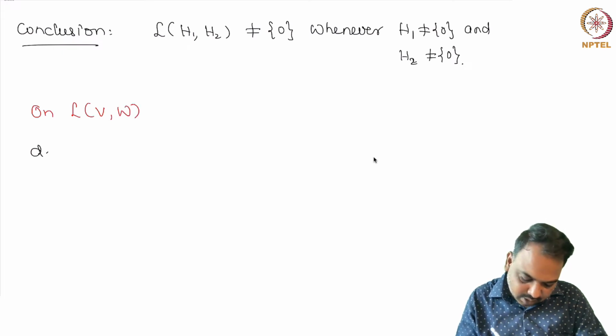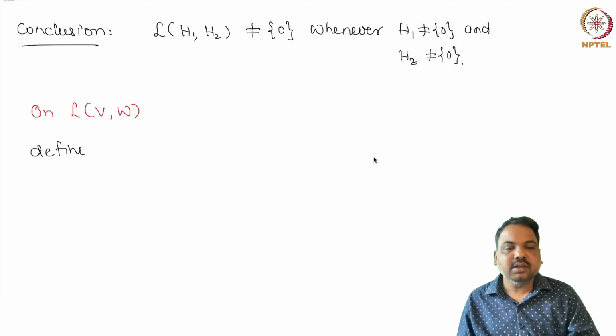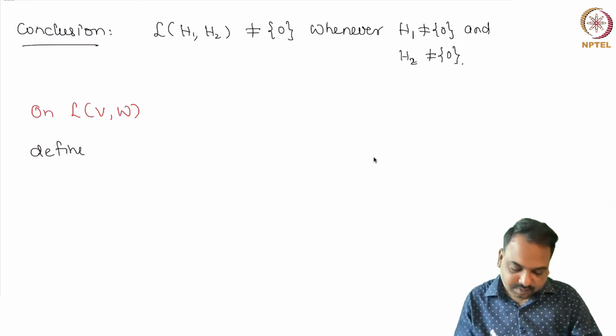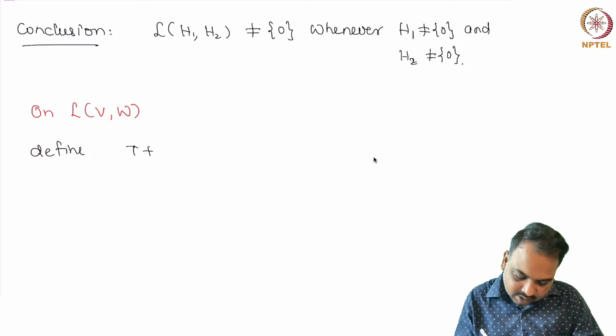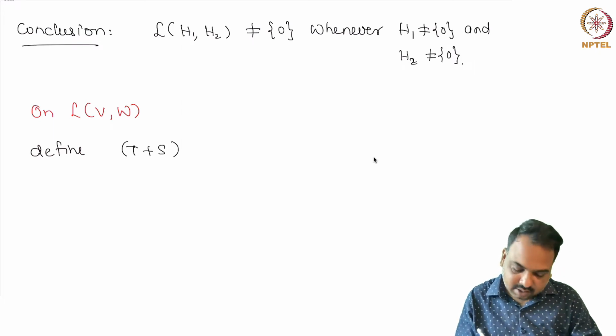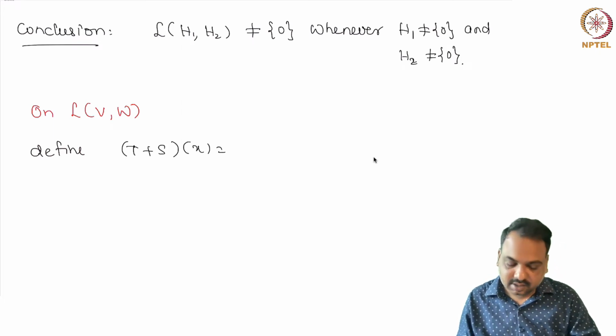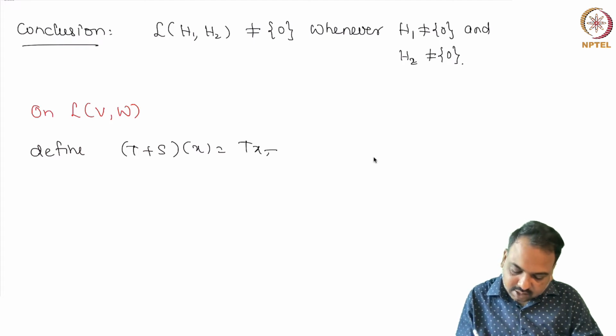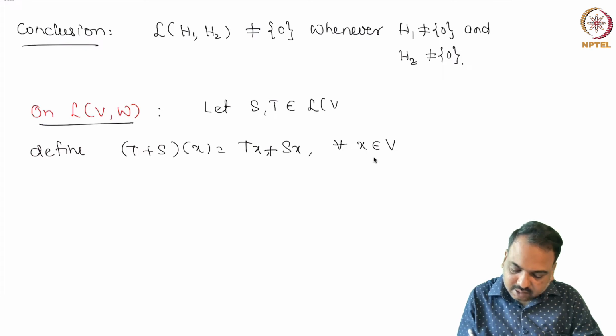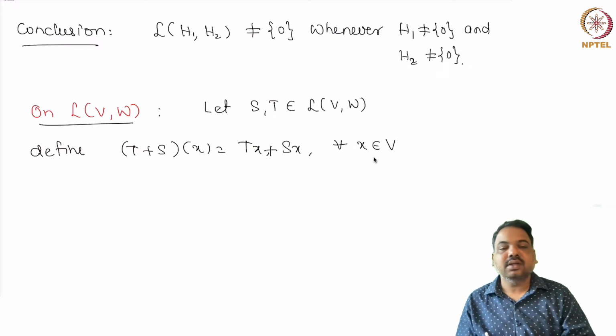so define, let us take two elements from L(V, W), T and S, and define (T + S) at x. (T + S) at x is nothing but Tx + Sx for every x in V. So let us take S and T from L(V, W), and define this as addition of two operators.